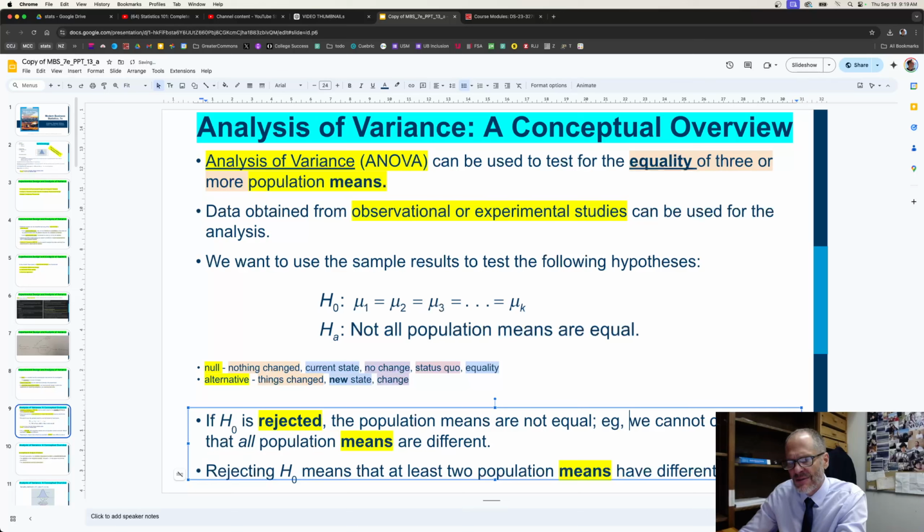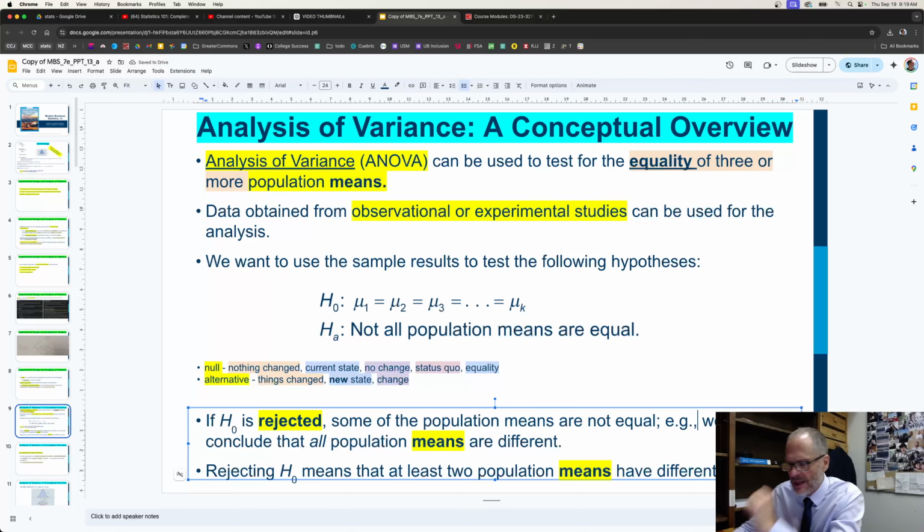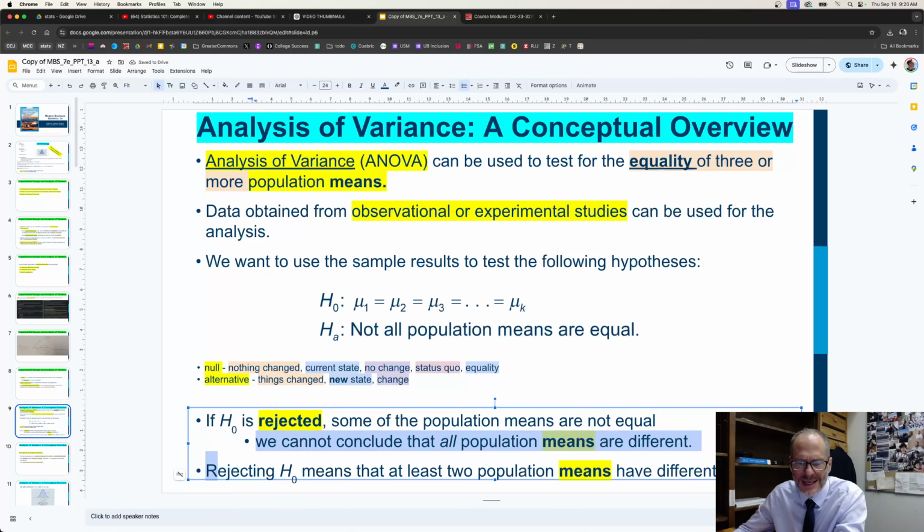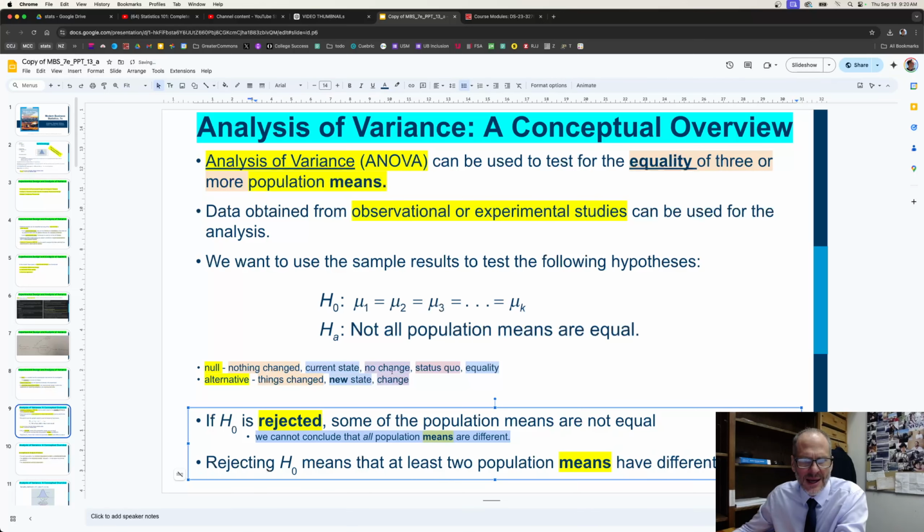For example, e.g., which we learned the other day is like exempli gratia. We cannot conclude that all of the population means are different. If we reject H0, maybe some of them are the same, so we'll put here that some of the population means are not equal. I think that's a better subpoint, because some of them might still be equal, but we can't conclude that all of the population means are different. Rejecting the null hypothesis means that at least 2 population means have different values. Okay, that makes sense.